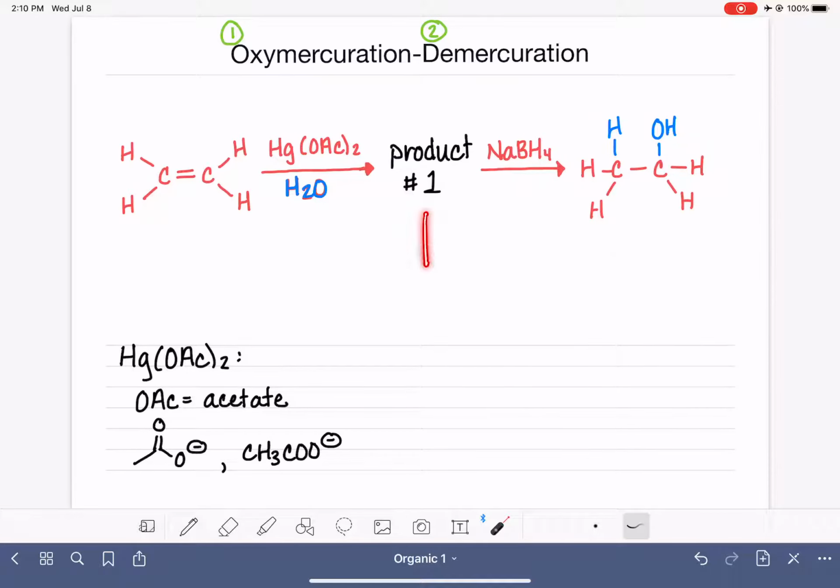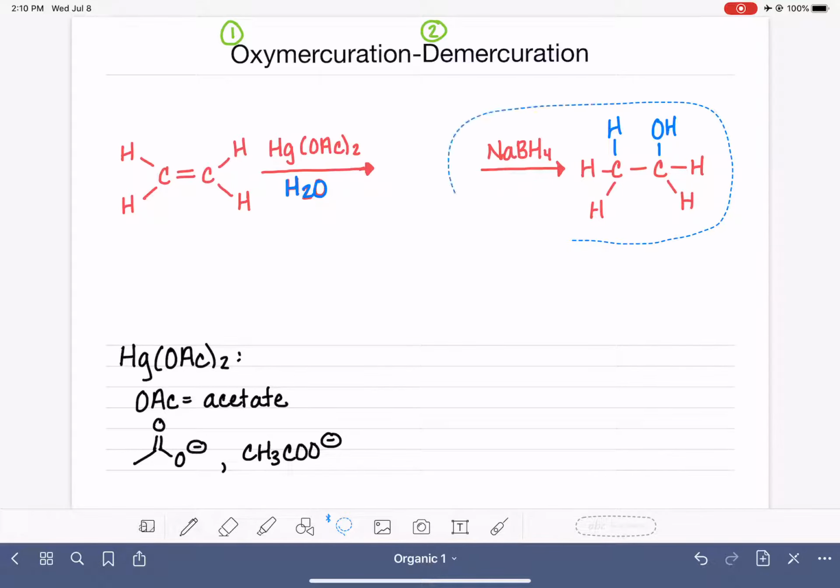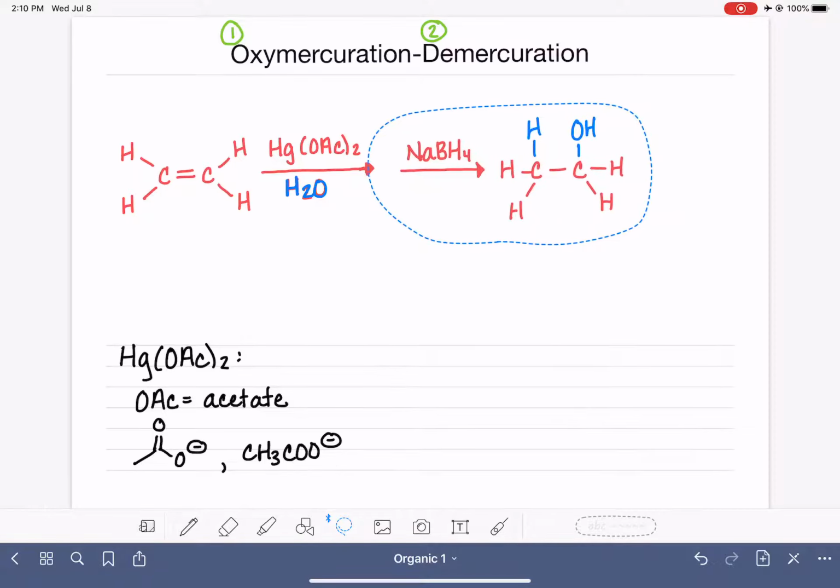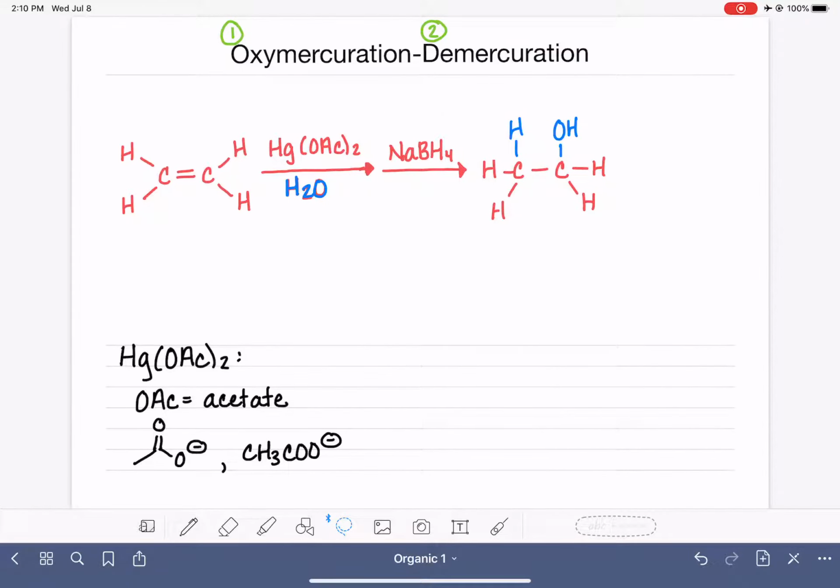This product that is made in between the first and second step really isn't important to us. We don't draw it. We don't talk about what it might possibly be. Typically, when we write the oxymercuration-demercuration reaction, we just write it like this, where we show the first arrow immediately followed by the second arrow, and then we only draw the final product of the reaction.